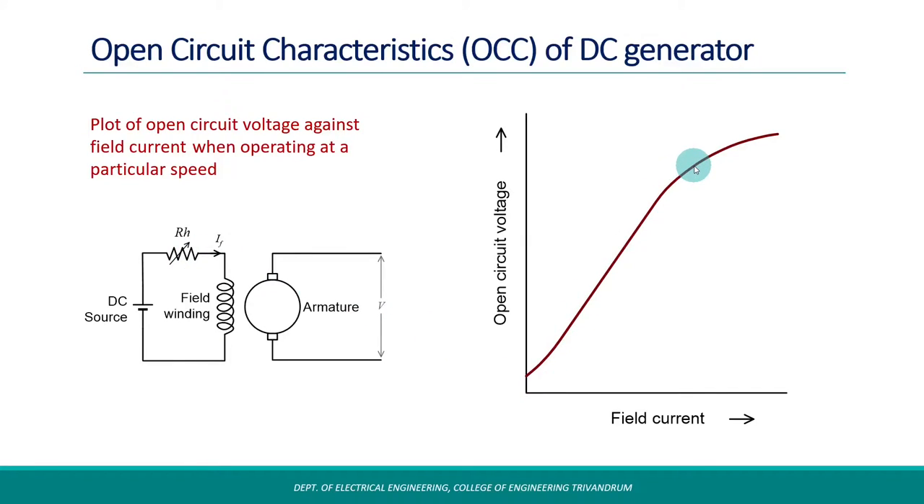The graph shows a small voltage even when the field current is equal to 0, and that is because of the residual magnetism in the field poles. The generated voltage is initially proportional to the field current, but as the field current increases, we can observe a bend in the curve. This is due to the magnetic saturation of the field poles at higher values of field current.